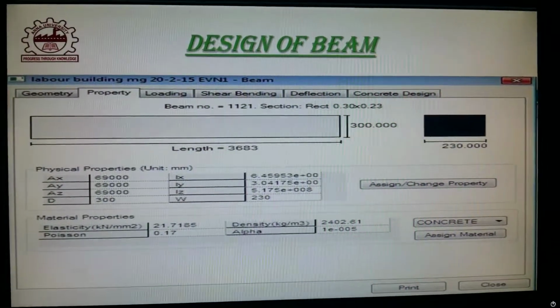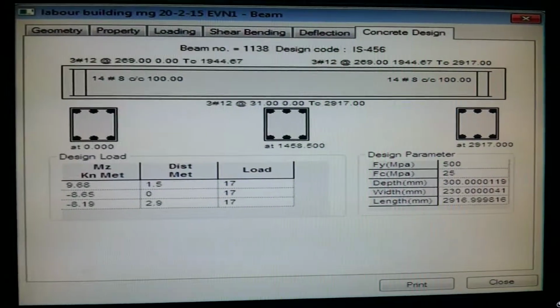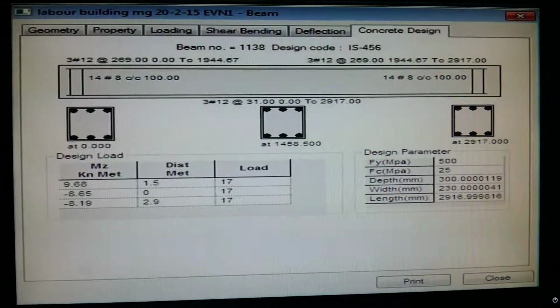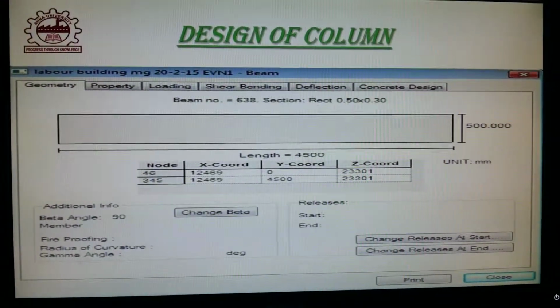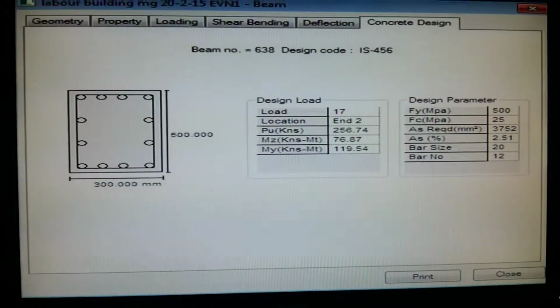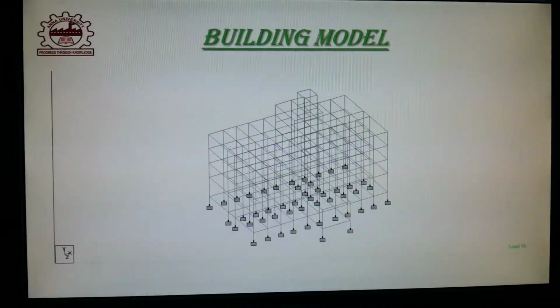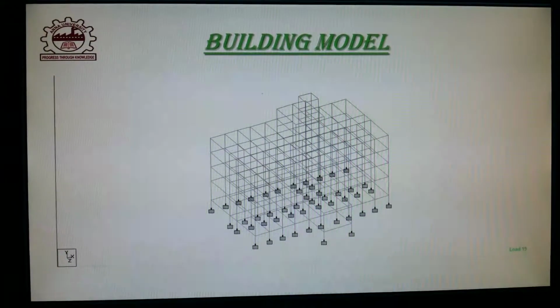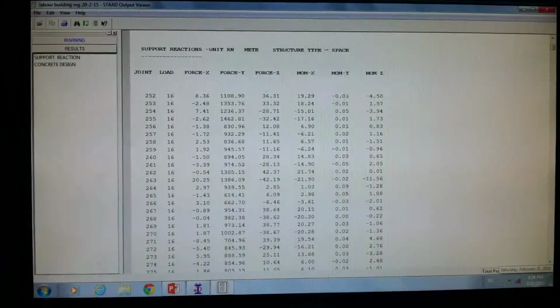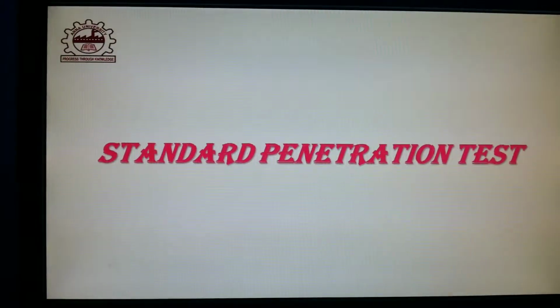This slide shows the design of a beam we got from StaadPro. This slide shows the concrete design of the beam. This slide shows the design of column we got from StaadPro. This slide shows the concrete design of our building. This slide shows the building model we have designed in StaadPro. These are the results we got from StaadPro.